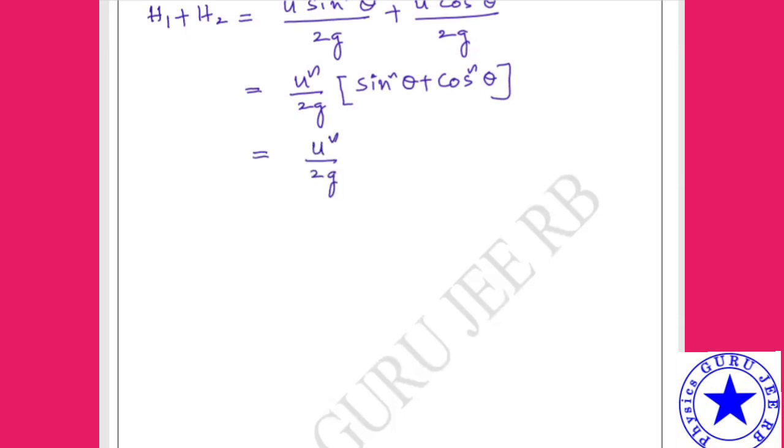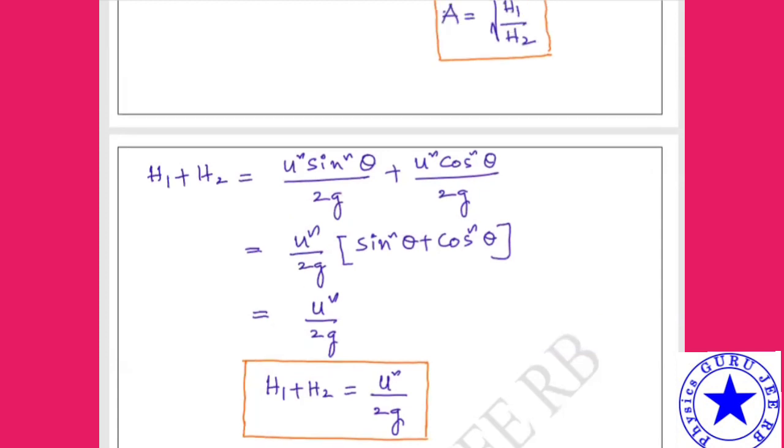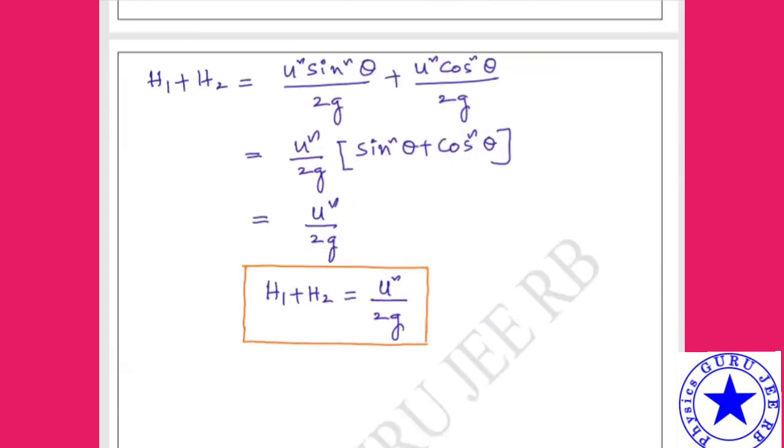Now h1 plus h2 equals u square divided by 2g. Hope this is clear to all, right? See, h1 plus h2 we derived. Anybody, any doubt still here? Let me know. Hope it is clear to all.